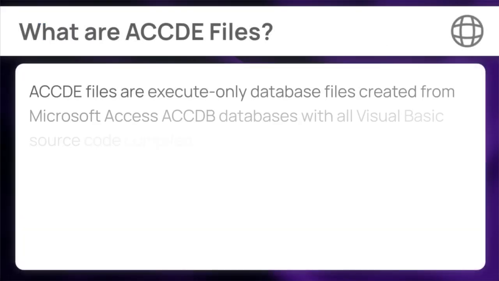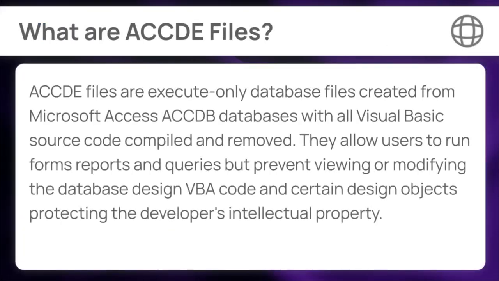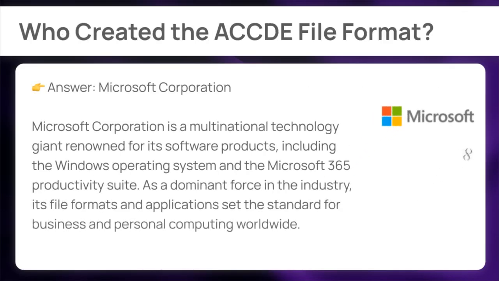ACCDE files are execute-only database files created from Microsoft Access ACCDB databases, with all Visual Basic source code compiled and removed. They allow users to run forms, reports, and queries, but prevent viewing or modifying the database design, VBA code, and certain design objects, protecting the developer's intellectual property.